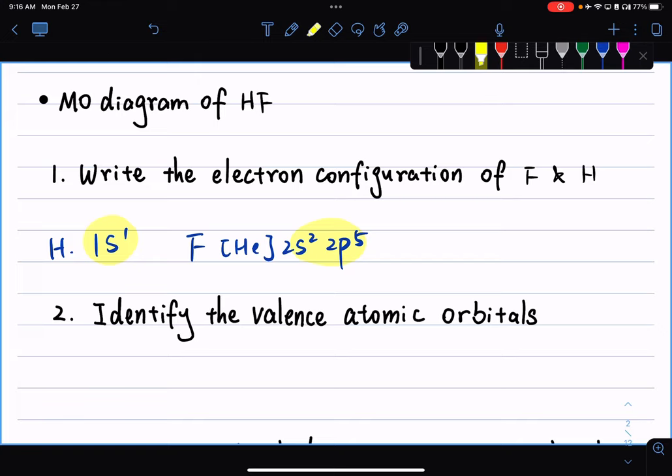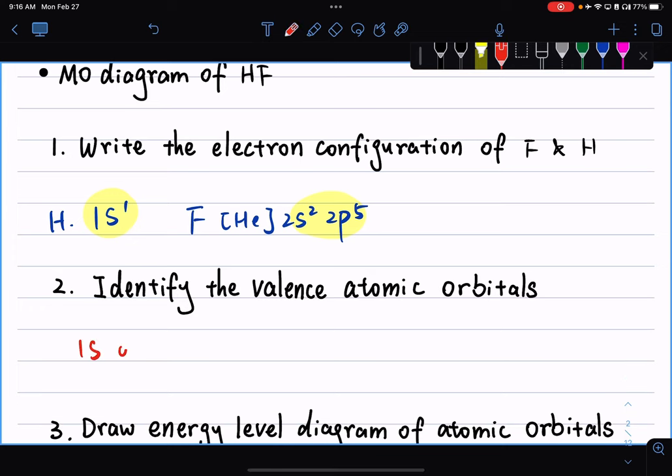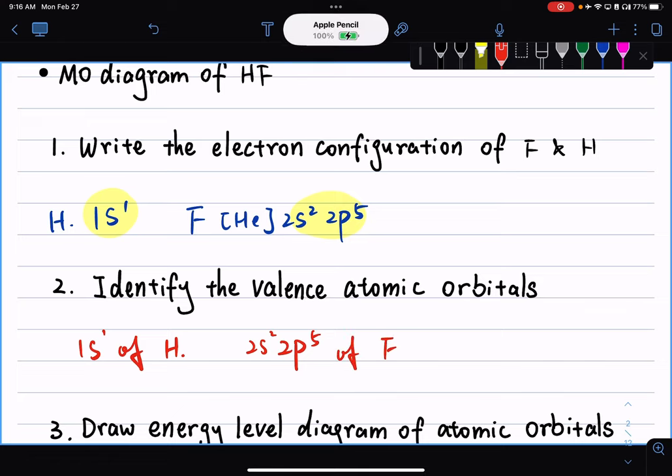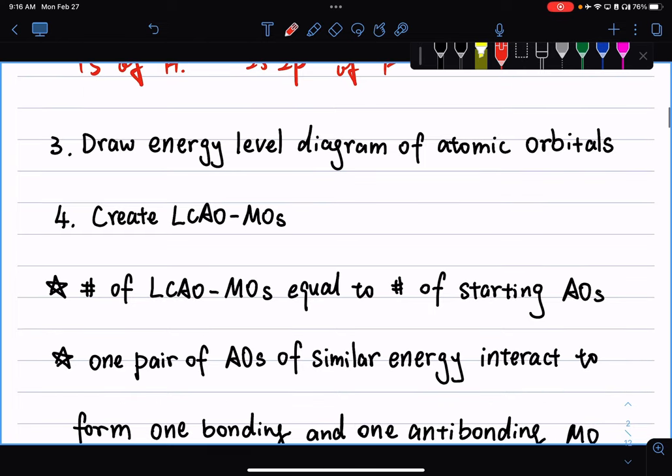All right, so let me just leave it here and go back to what we have. So 1s of hydrogen and 2p5 of fluorine. These are our interacting atomic orbitals, our valence atomic orbitals we need to put on our correlation diagram here. All right, so that's preparing the canvas. Next step, draw the energy level diagram of your atomic orbitals. Okay, I already did. And then create the LCAO MOs.